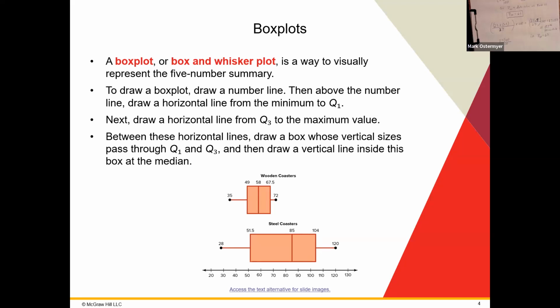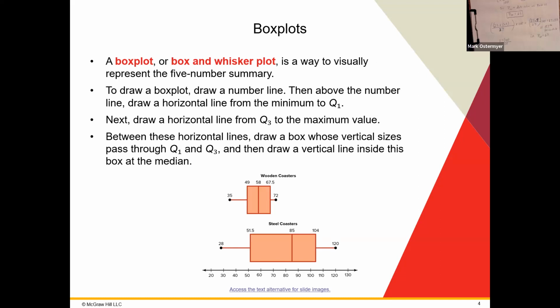Number two, which median speed is greater, steel or the wooden roller coaster median? Well, that's obvious. It's the steel roller coaster median that's further to the right on the horizontal axis than the median of the wooden roller coaster. And that intuitively makes sense, as steel roller coasters normally go a little faster than wooden roller coasters, probably for safety concerns, obviously.